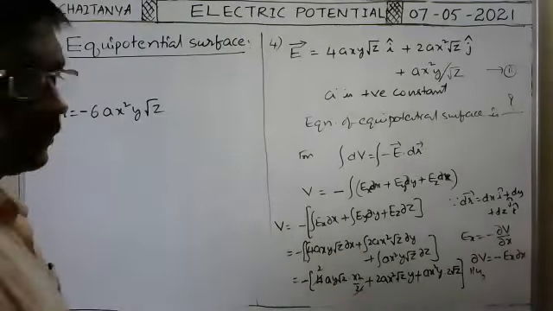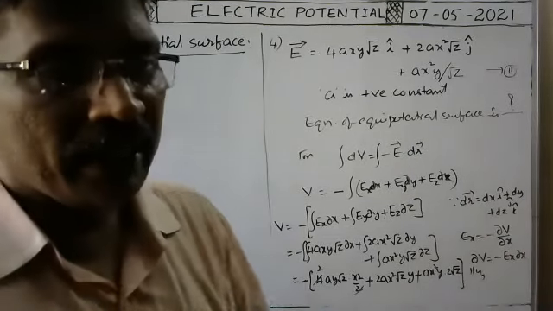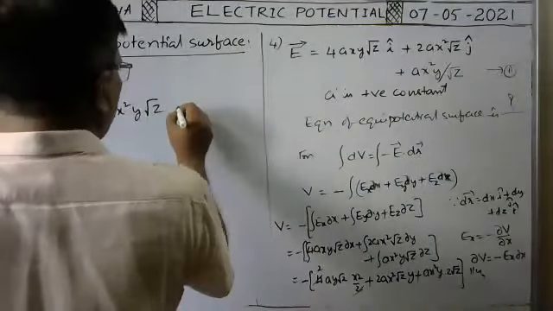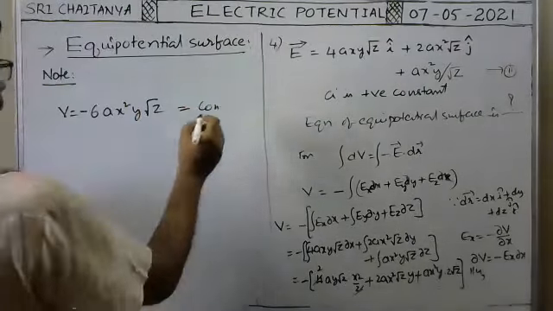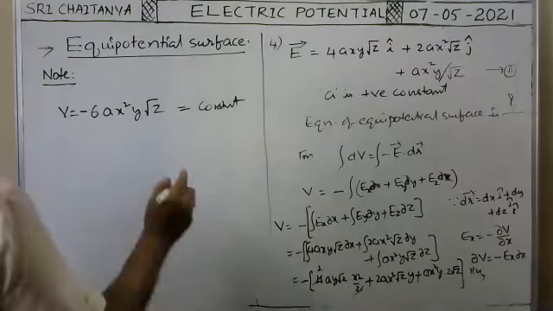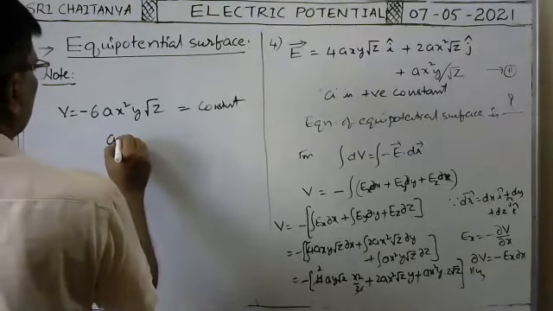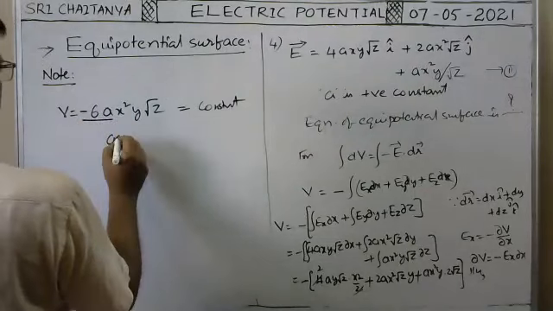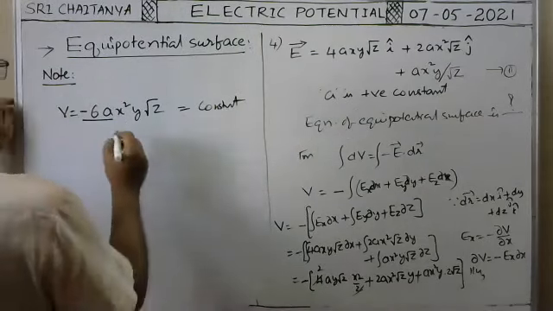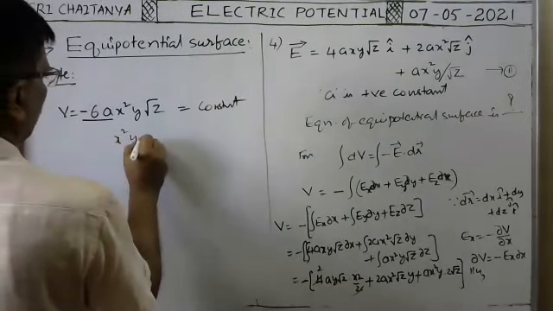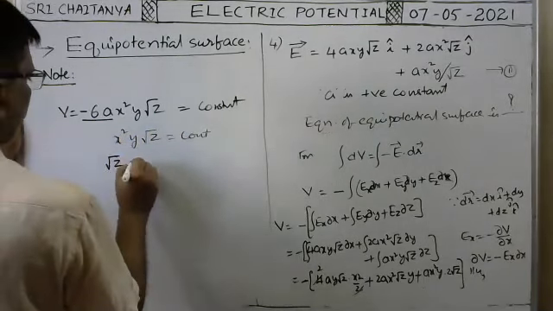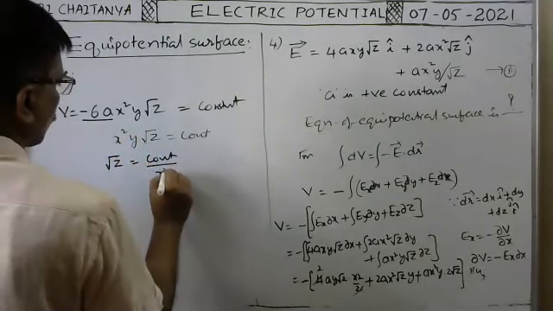Okay, this is the v value in terms of xyz, but we need the equipotential surface. That means potential must be constant. That's why this potential v must be constant. So you write constant. So from this, already minus 6a is constant. That's why simply we can write minus 6a, that is constant. Simply write the meaning x square y root z is equal to constant, or root z is equal to constant by x square into y.